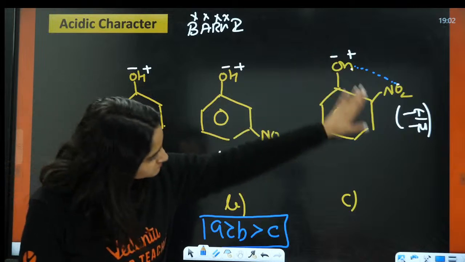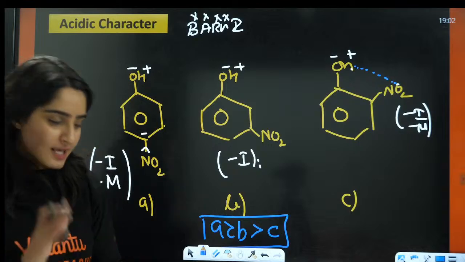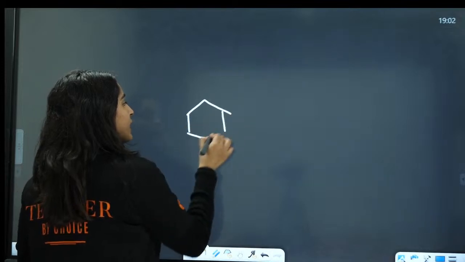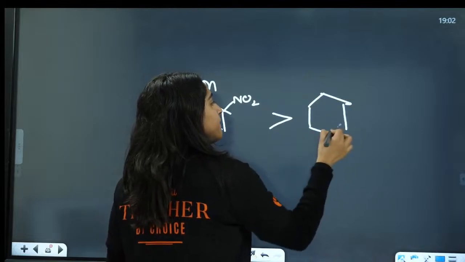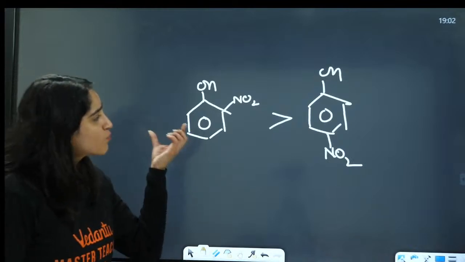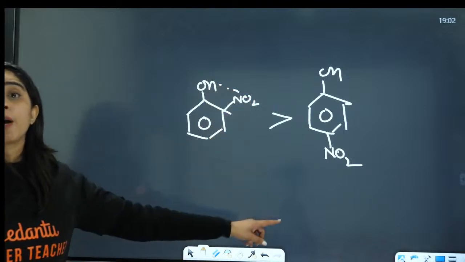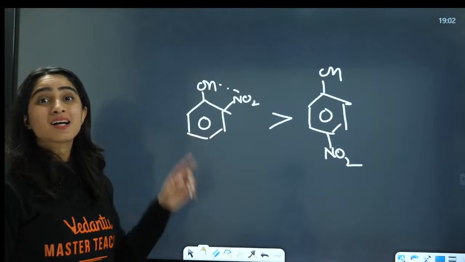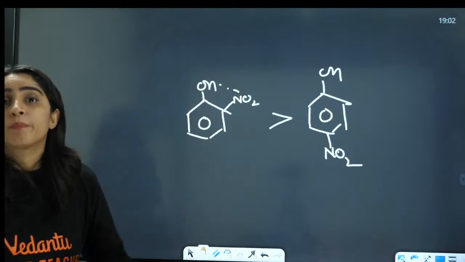I was talking about the whole structure, ortho-nitrophenol. If someone is asking you, see, there are two questions that are asked. First is: ortho-nitrophenol is more stable than para-nitrophenol. This is a very commonly asked question. It is more stable than para-nitrophenol because of the hydrogen bonding. But if you talk about the acidic character, this is less acidic, right? Why is this one less acidic? Because this whole compound is more stable.